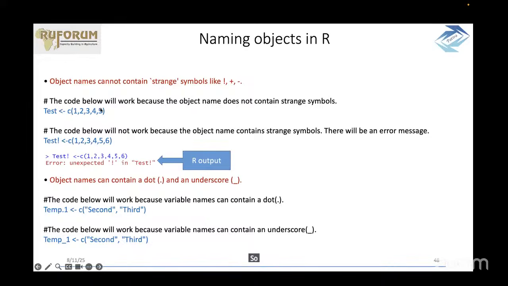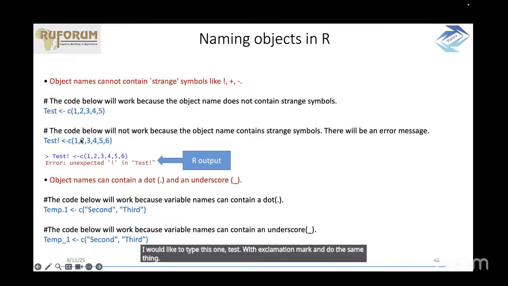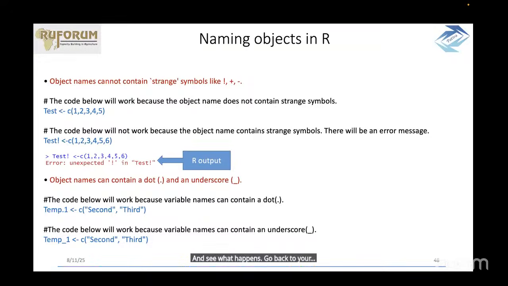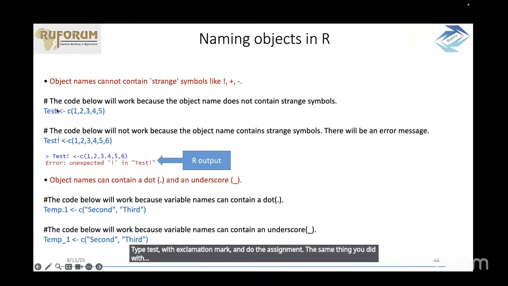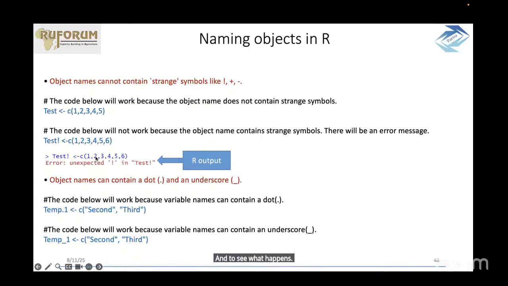So I would like you to do this. I would like you to type this one, test with exclamation mark, and do the same thing and see what happens. Go back to your RStudio, still in console. Type test with exclamation mark and do the assignment, the same thing you did with only test. And enter, see what happens. You should be able to get an error.